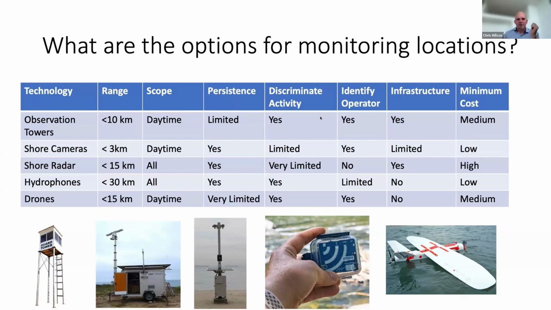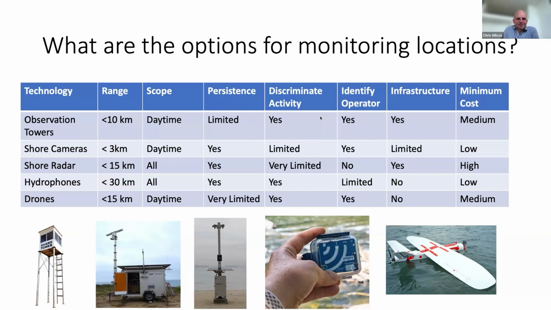So what's the range of your monitoring system? What's its scope? So how much of the time does it cover? How persistent is it? So over the course of a year, how many days of observation are you going to have, for instance? Can it discriminate activity? So can you tell fishing from diving from other things, or maybe even distinguish gear types? Can you identify the operator? So can we say who the actual individual is? And then a couple of things about kind of requirements. What does its infrastructure requirement look like? And kind of how cheaply can you do it?